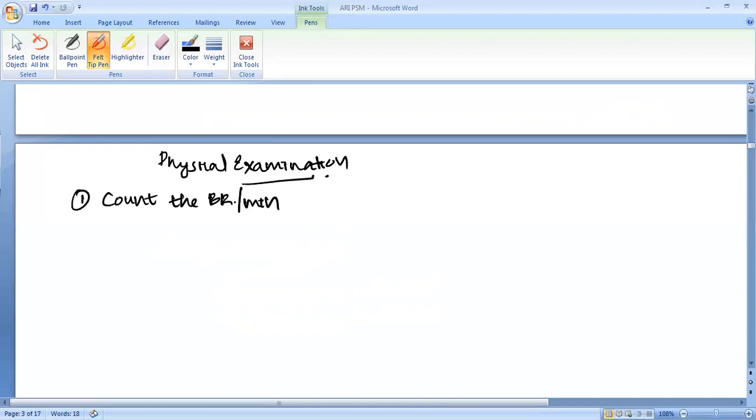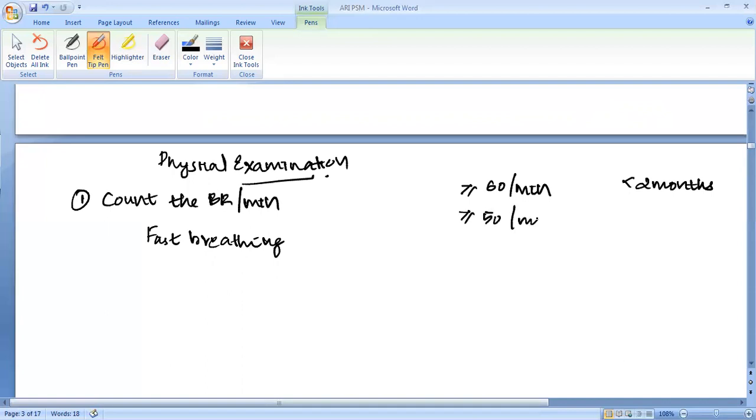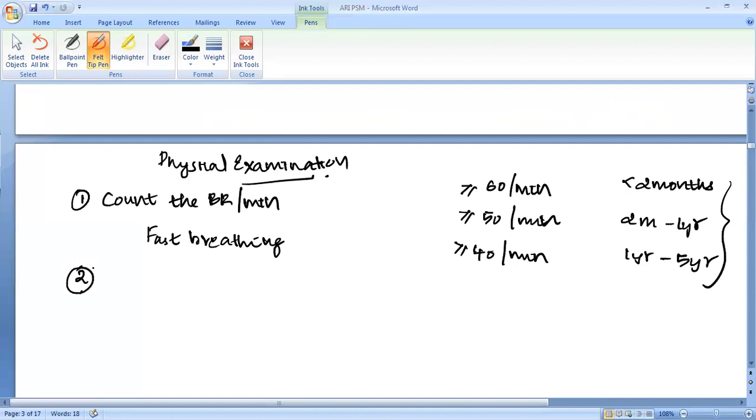We can tell that fast breathing, also known as tachypnea, is present whenever the breathing rate is greater than or equal to 60 per minute in the age category of less than 2 months, greater than or equal to 50 per minute in the age category of 2 months to 1 year, or greater than or equal to 40 per minute in the age category of 1 year to 5 years. In all these cases, the patient has tachypnea, which is a sign of pneumonia.